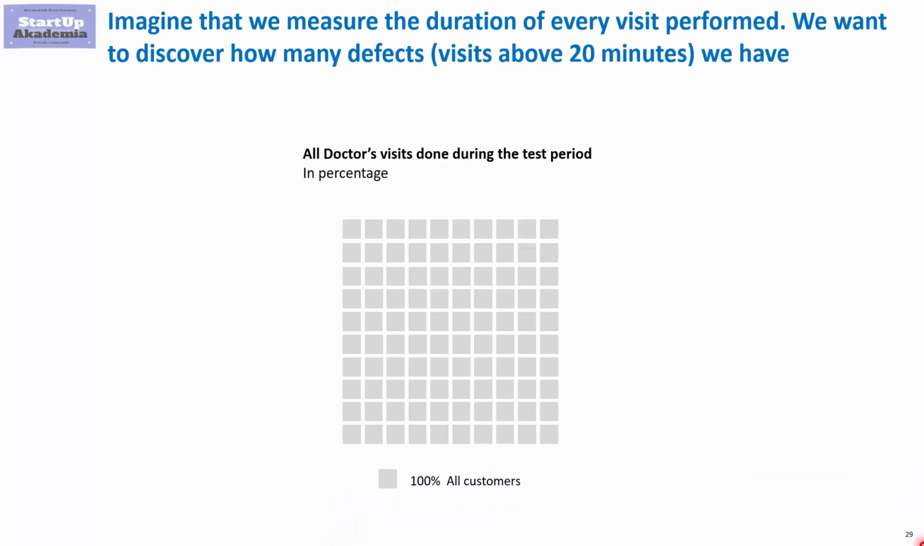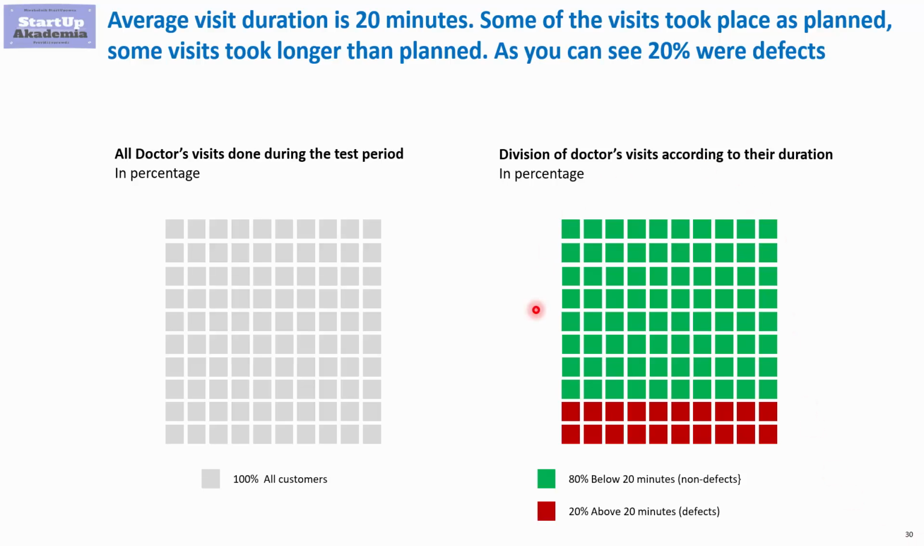So if we measure all the visits, we will most likely notice that some of them will be above 20 minutes and some of them will be below. So the things which are above 20 minutes will be our defects, and we've got them here in red. And as you can see, it's 20% of all customers. Then 80% we actually manage to do below 20 minutes. Therefore, these are the high quality or no defects customers which are satisfied with our service.